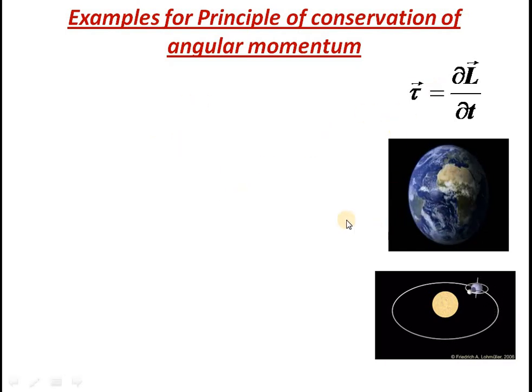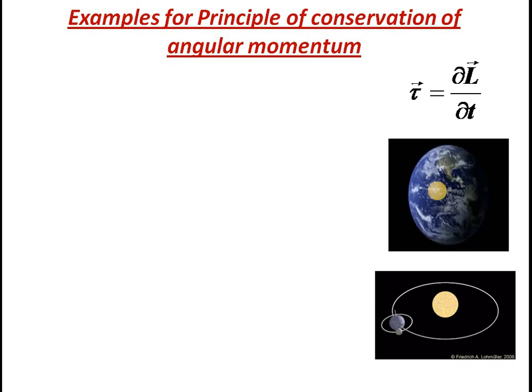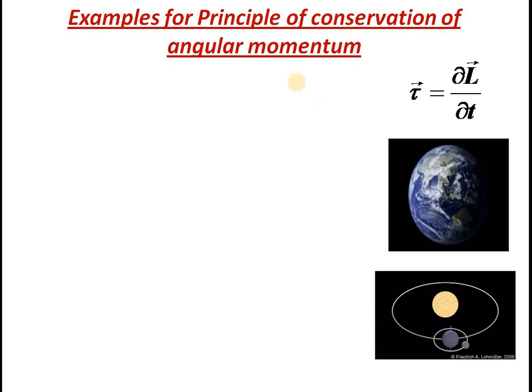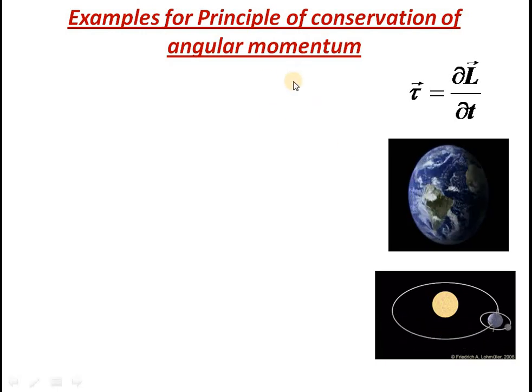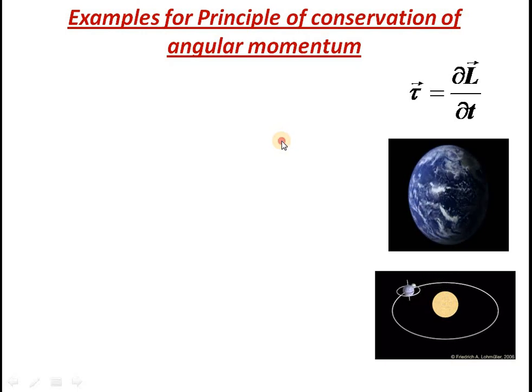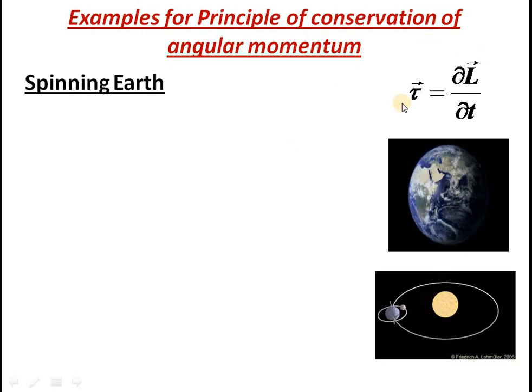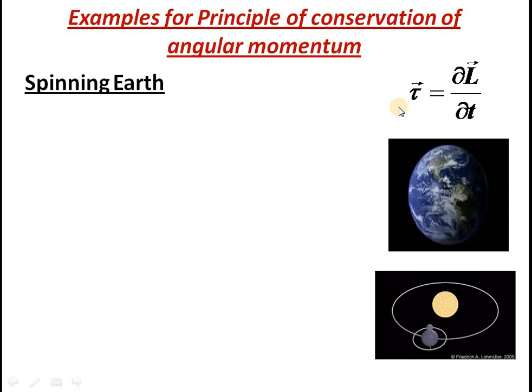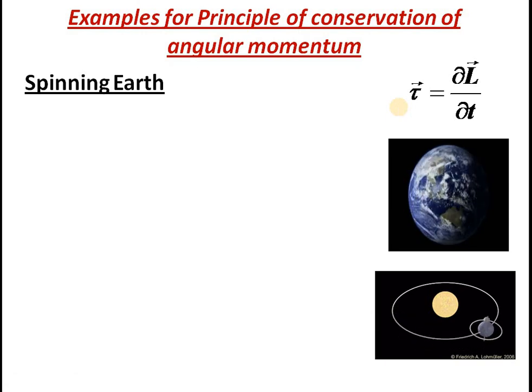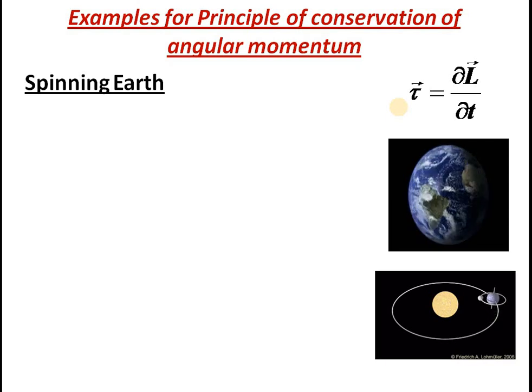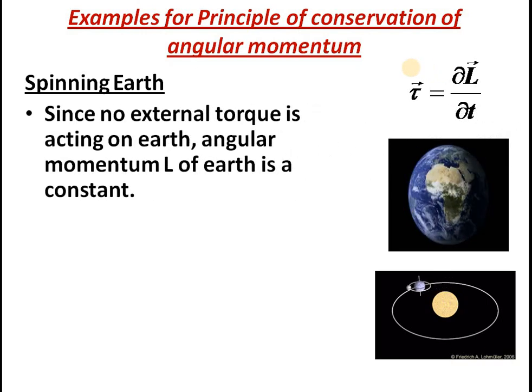Take the case of the spinning motion of Earth. The spinning motion of Earth is a case where we can apply the principle of conservation of angular momentum. The Earth is rotating with virtually constant angular momentum, and no torque is applied on it. As you know, nobody is there to apply an external torque on Earth. So torque is 0. So what happens? Angular momentum is constant.